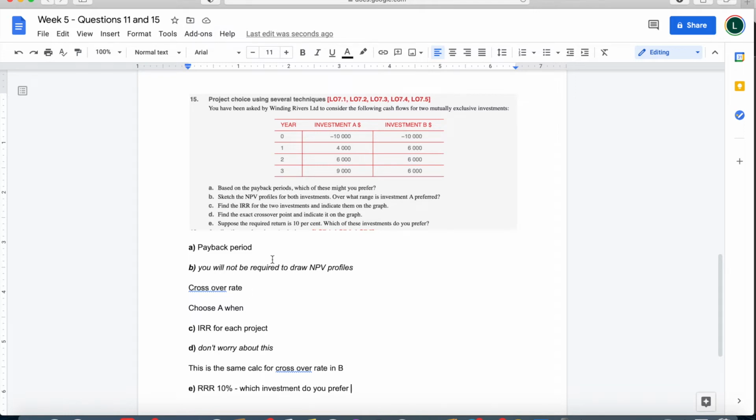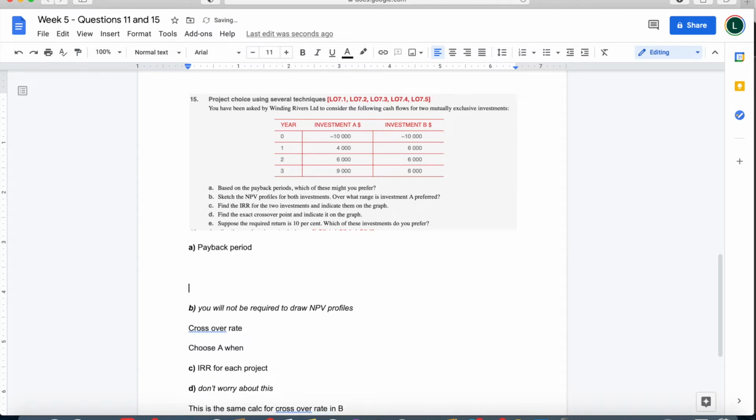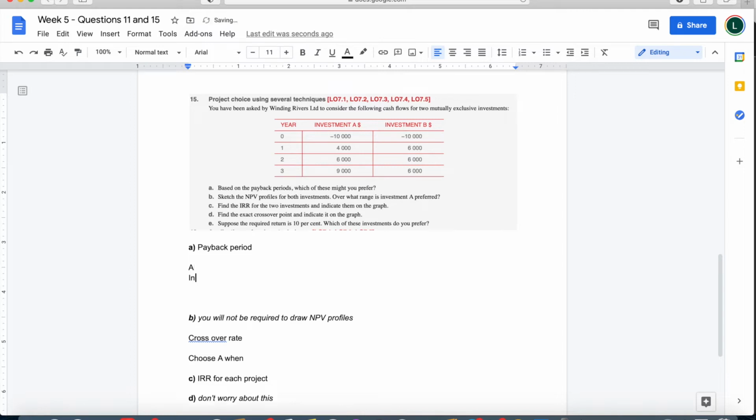Question number A is our payback period. This is the most simple calculation you'll ever do. So investment A, you have an investment of $10,000. We can see that years 1 and 2, the 4,000 and 6,000, they both equal 10,000 exactly. So we're going to repay that investment in 2 years' time.